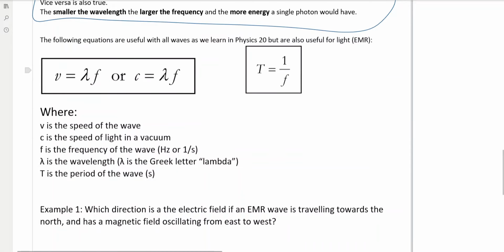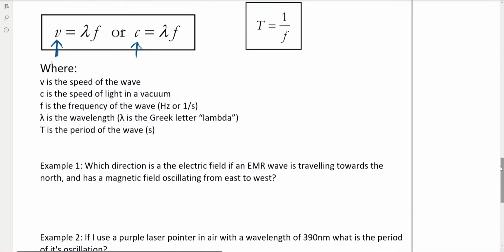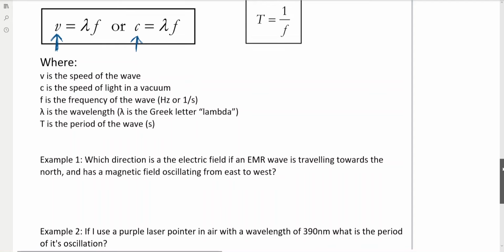So the following equations are useful from Physics 20, but we use them also for light. So this is now the change here. We just use this C instead of the V for the speed of a wave. We use C because it's the speed of light, which is the wave. Speed of light in a vacuum or in air is basically the same as a vacuum. So all that information to say, we have two equations here. I would recommend you pause the video now, try the two questions, and see if you get the same answer I do.